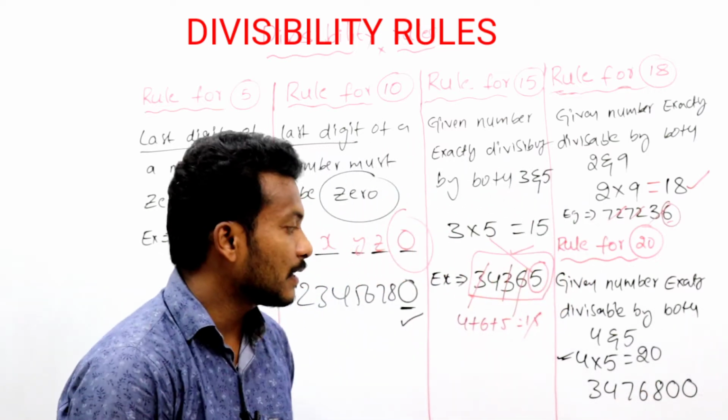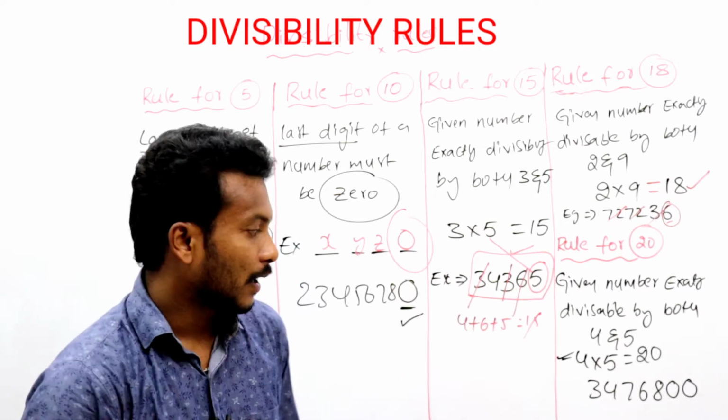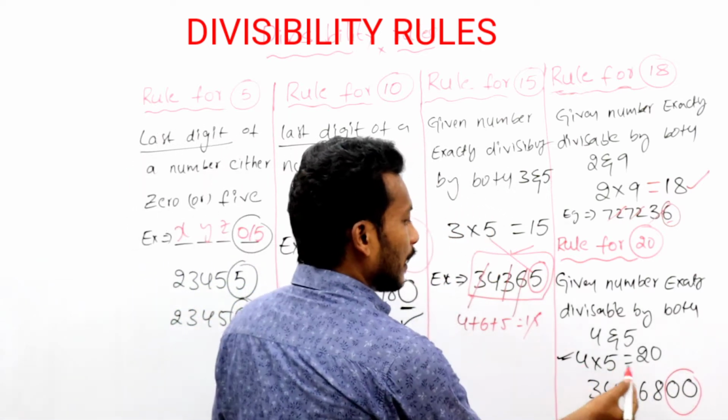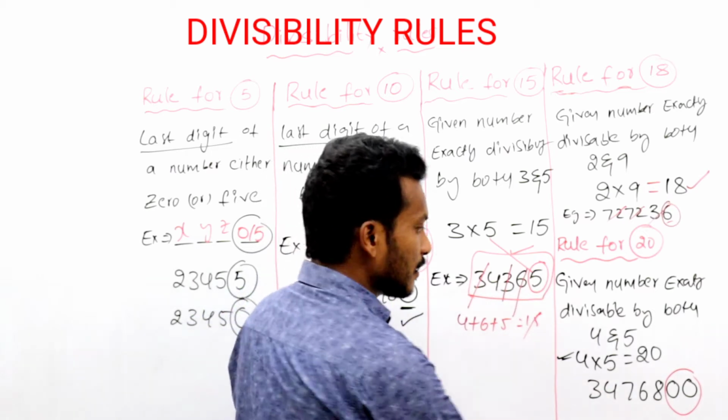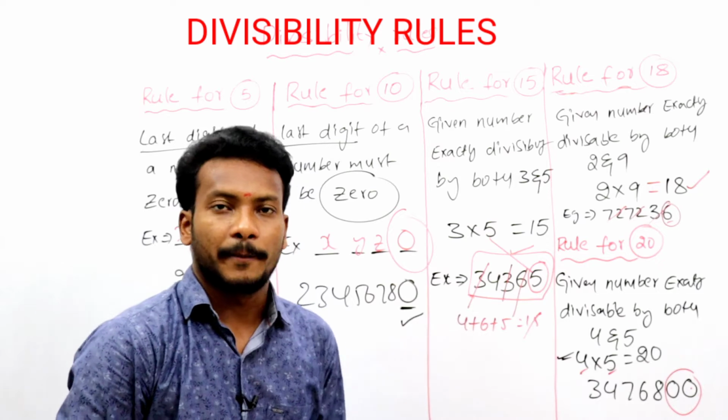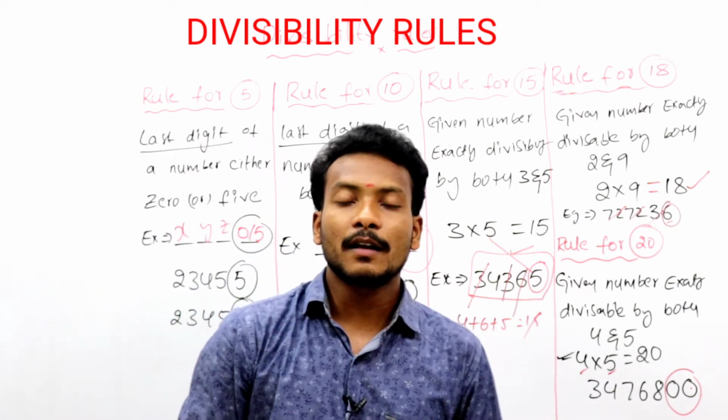Okay, I am taking this number as an example. With the help of 4, the last two digits are 0. With the help of 5, the last digit is 0. That's why 4 and 5 are there. Okay, these are all the linking.